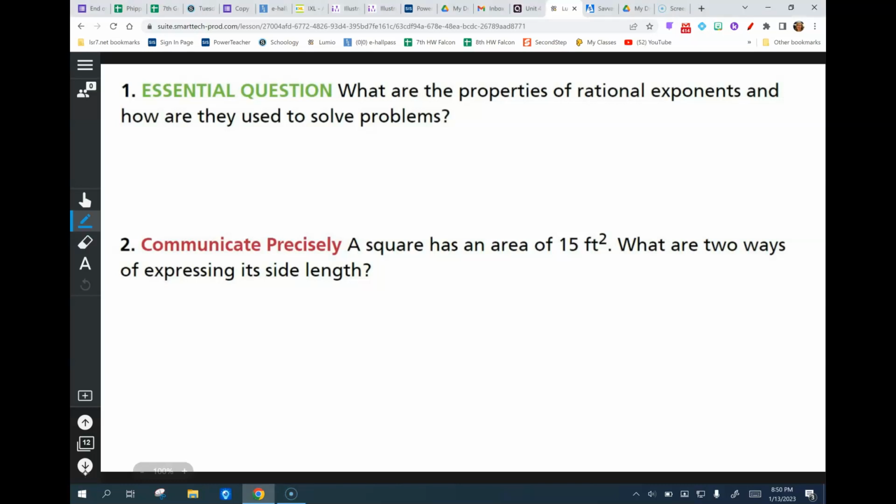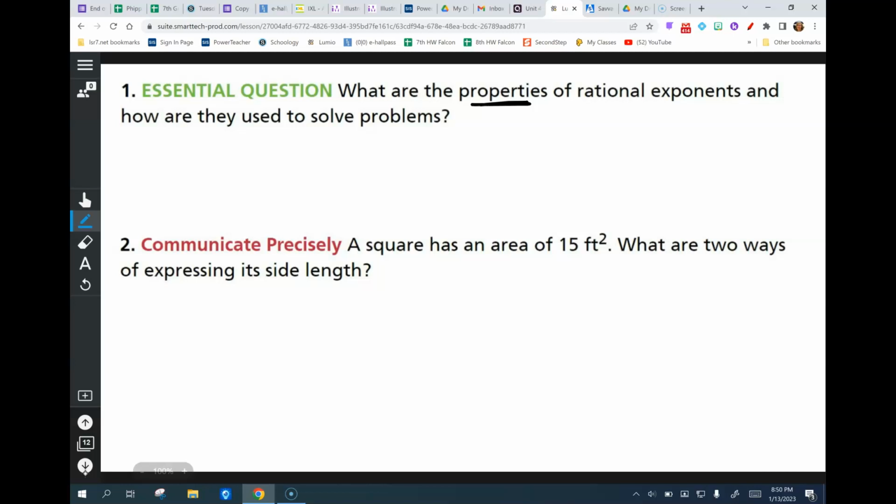Power to a power exponent, we used that. We used a power of a product, power of a quotient. So we had to use all of those properties that we learned, and we're going to apply it to solve equations. The next one is a square has an area.